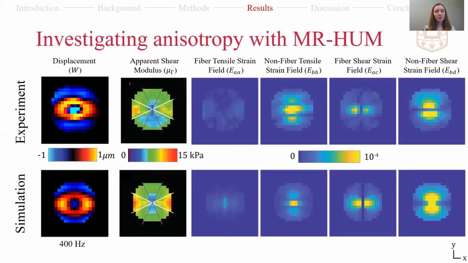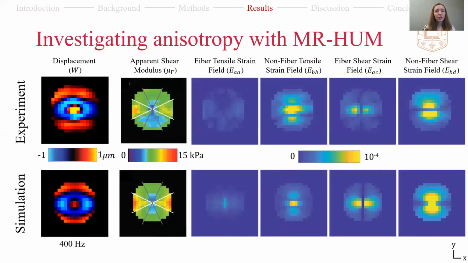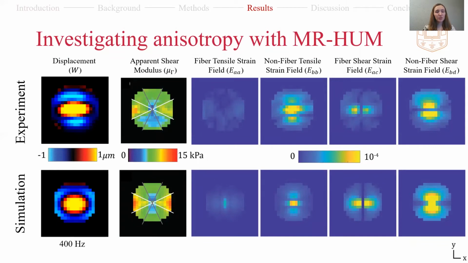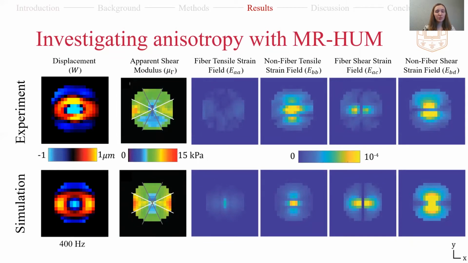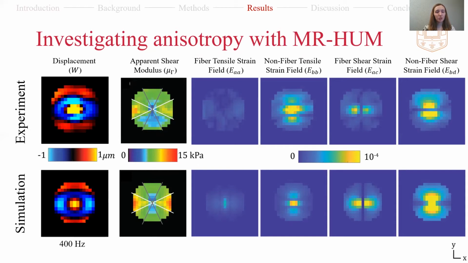This shows example data of MR-hum at 400 Hertz. The top row shows an experimental data set and the bottom row shows a simulation data set. The first column is the W component of displacement. In both experiment and simulation, we see elliptical waves, which are expected for an anisotropic tissue.